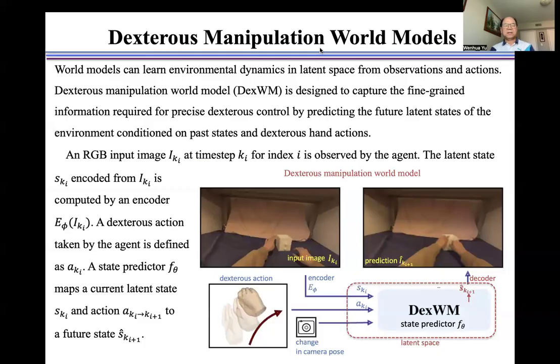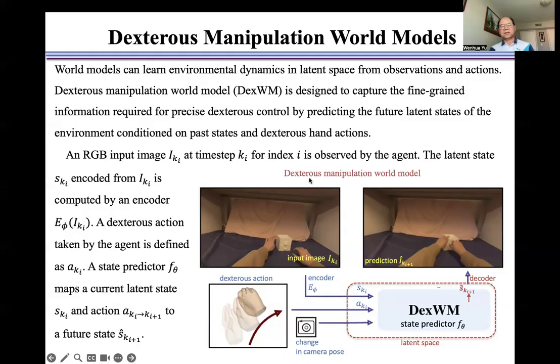An RGB image I_ki at a time step k_i for index i is observed by the agent. The latent state s_ki encoded from I_ki is computed by an encoder E_phi. The dexterous action taken by the agent is defined as a_ki. A state predictor F_state maps a current latent state s_ki and action a_ki to a_ki+1 to the future state s_ki+1 caret.